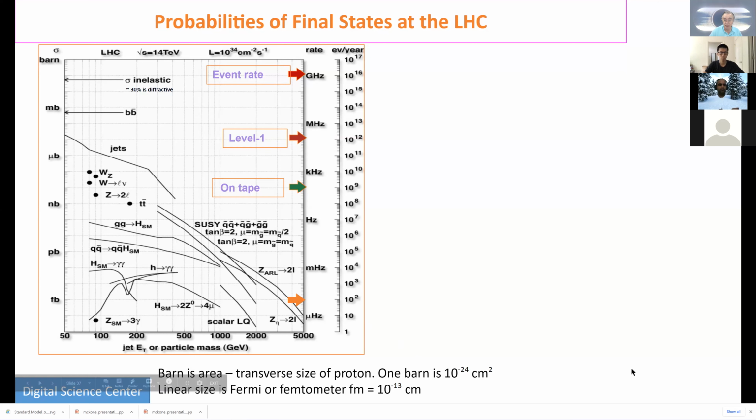And the linear size of a proton is roughly the square root of this. It is measured in Fermis or femtometers, and that's 10 to the minus 13 centimeters.